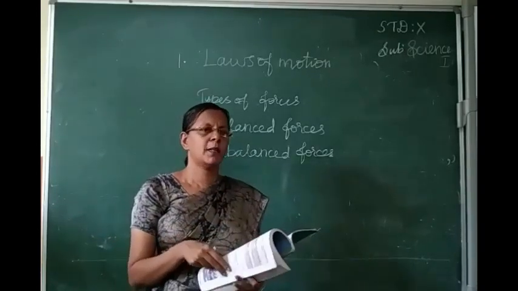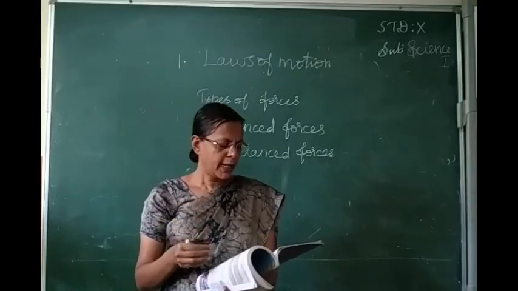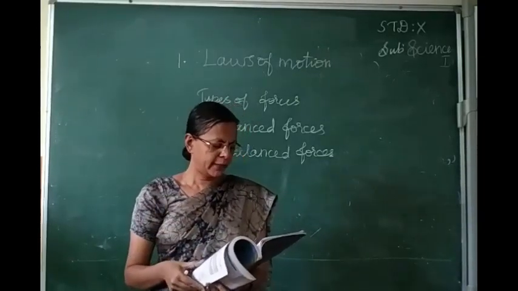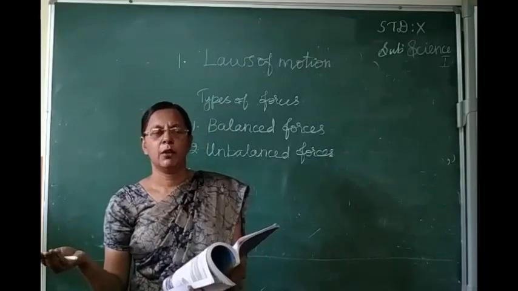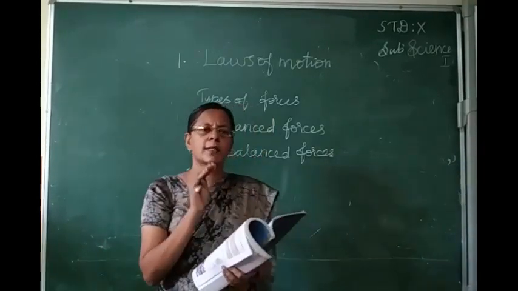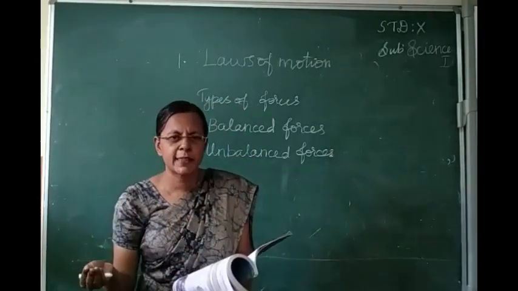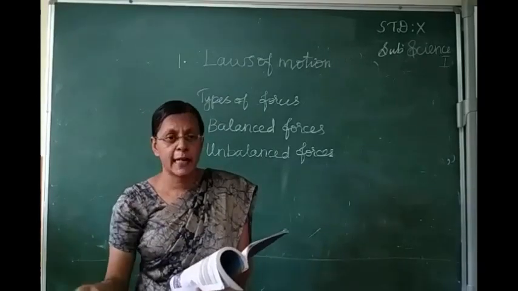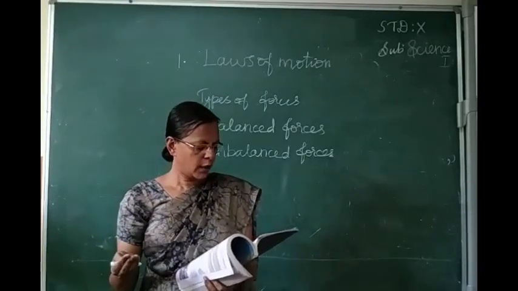What is mass? Mass is the basic, fundamental property. Weight is derived. So the first point: mass is the fundamental quantity, and weight is the derived quantity. Second one, mass.